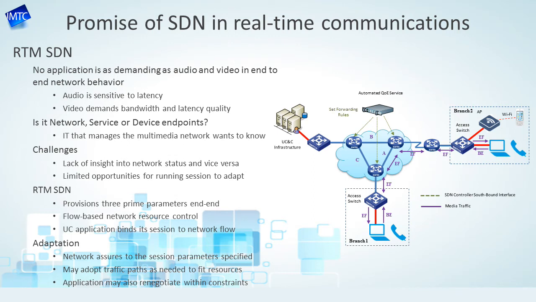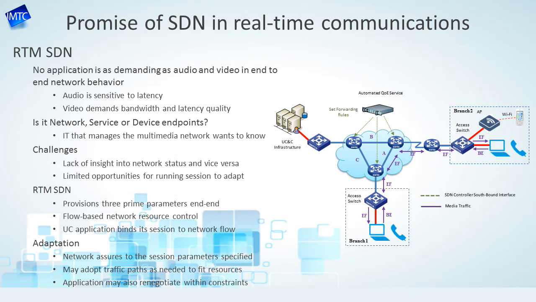The biggest challenges in these cases are the lack of insight into the network status and vice versa. That is, lack of insight into what the network is doing by application, and lack of insight on the network as to what the application has been asking. Both are eliminated by providing the QoE, by the application being able to provide the necessary parameters to the network even before the call is set up. So any limitations in the opportunities for a running session to adapt are also eliminated, as we will see in the case of automatic diagnostic services and the traffic engineering as already outlined by Manfred.